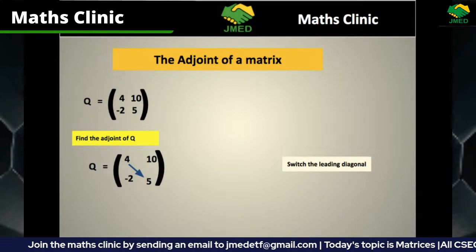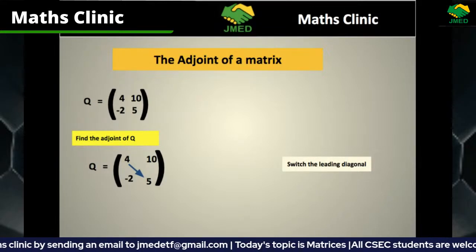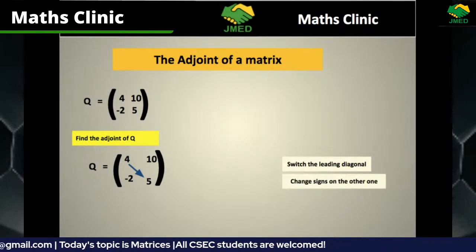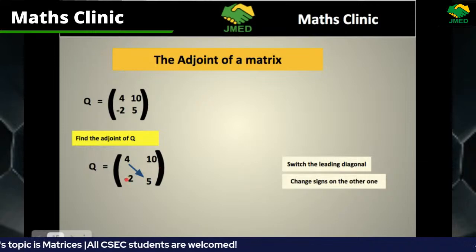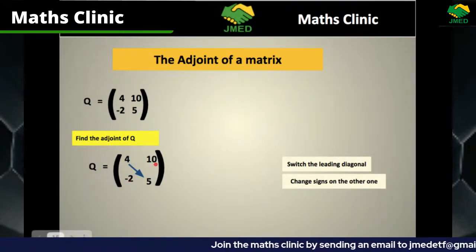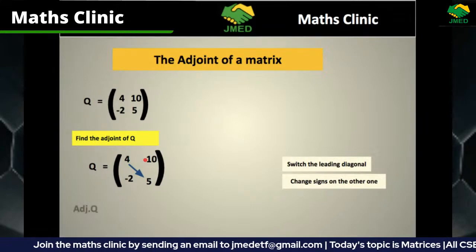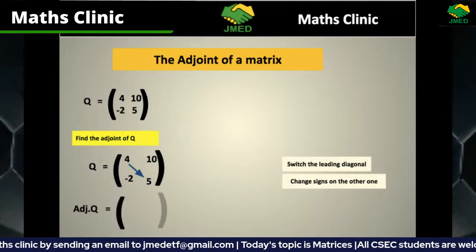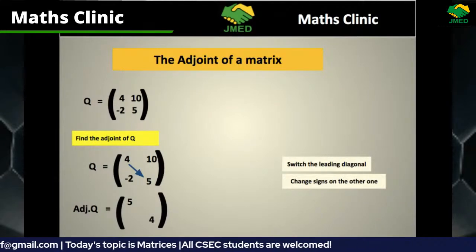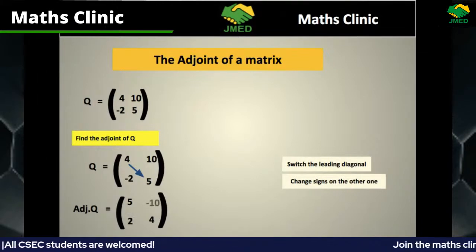It's not like I can go through it step by step. It's just a procedure. And then we change the signs on the other diagonal, meaning we're going to change the signs along this diagonal. So when I say change the sign, if it's a negative, it will become positive. If it's a positive, it will become a negative. That's it. So if you're asked to create the adjoint, we just need to switch 5 and 4. So that's the first stage, switch, and then change signs.